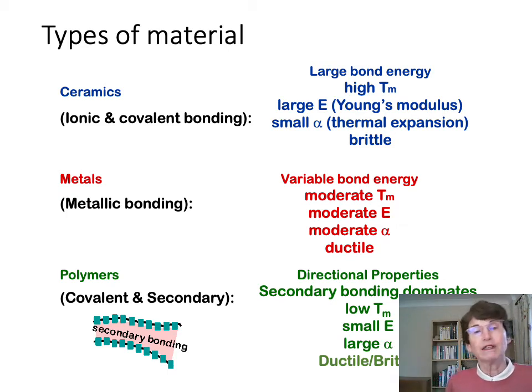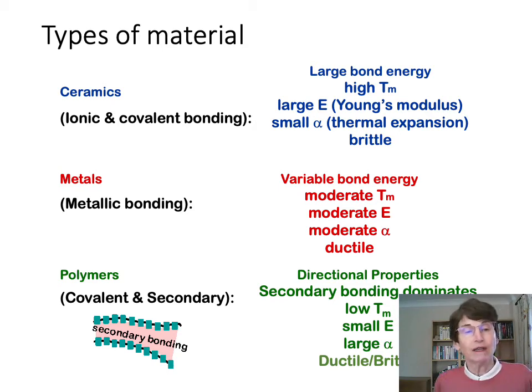So from a material science perspective, the classification of material is done in terms of the bonding, because this is what actually dominates the properties. So the classes of material are ceramics, which are ionically or covalently bonded, and these are associated with very strong bonds and very large bond energies. So consequently, they have high melting temperatures, they're very stiff, and most of all, they're brittle. So if you hit them with a hammer, they'll shatter into thousands of pieces.